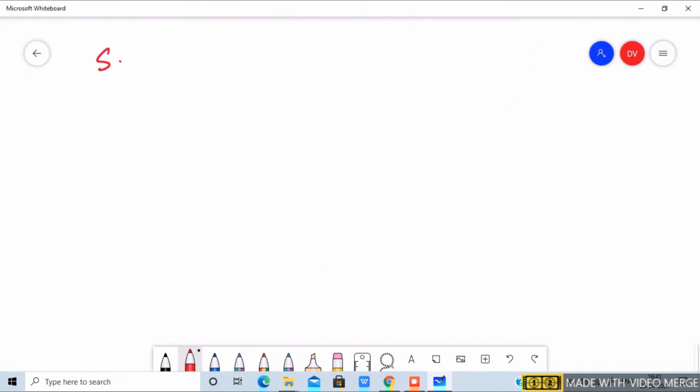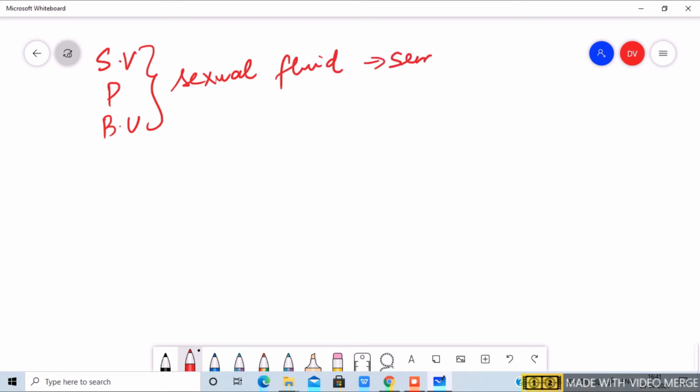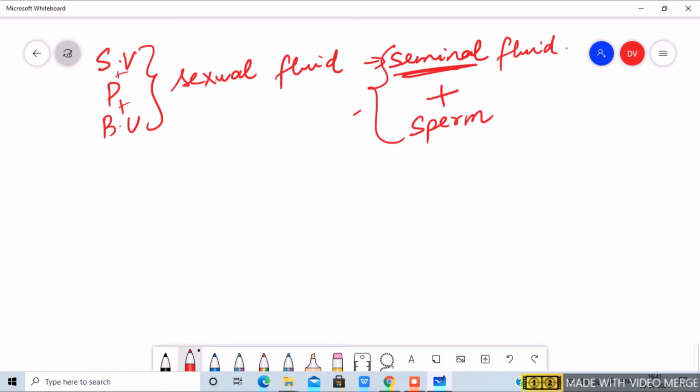So basically, the seminal vesicles, the prostate, and the bulbourethral gland are all giving some sexual fluid, right? That fluid altogether, you call it the seminal fluid. So seminal doesn't just mean the seminal vesicle fluid, no. Seminal fluid means the fluid secreted by the seminal vesicle plus the prostate plus the bulbourethral gland, right? So why is this fluid needed? We'll see that. That, along with the sperm, is known as the semen.